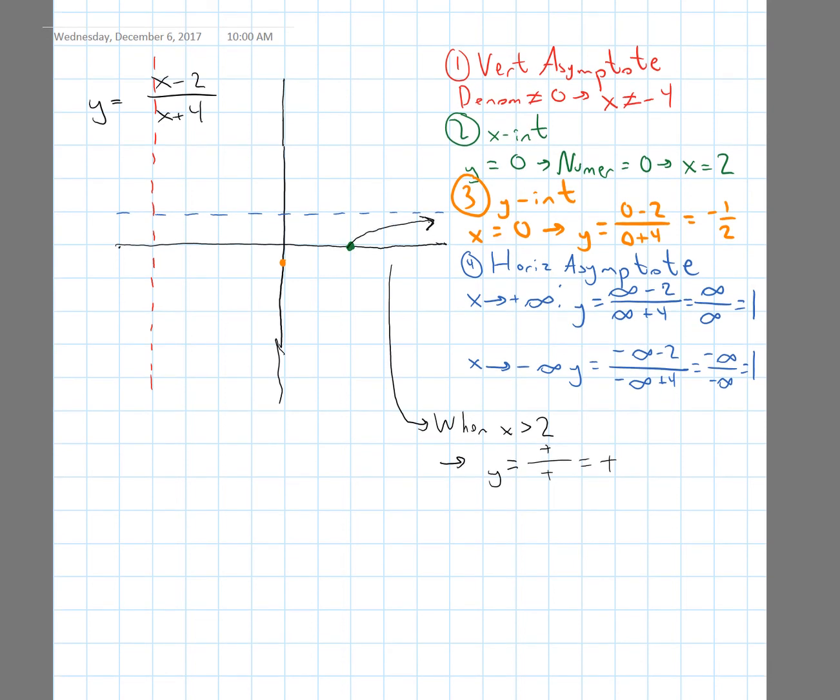That's how I graph that black line right there, that black curve. By realizing that when x is bigger than 2, y is positive. This is what we did essentially in polynomial functions. Now we just have a denominator to think about also. But this is something we should be cool doing.